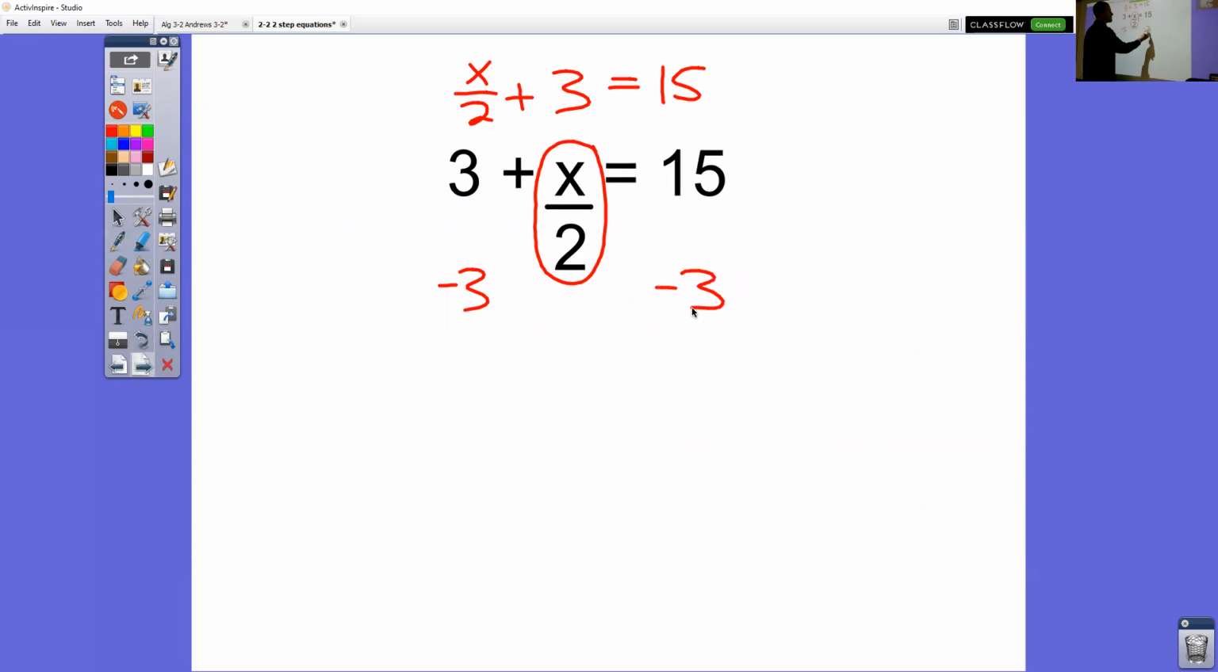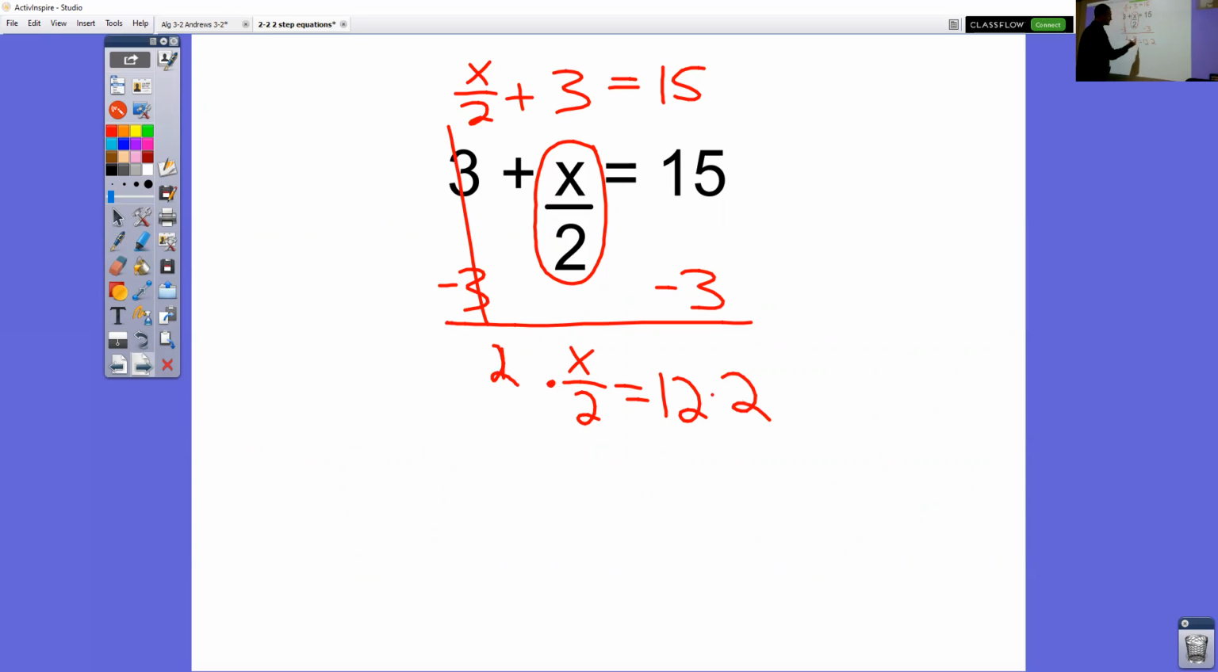We're going to do that by doing -3 and -3. Those 3's cancel out. Bring down your x divided by 2. Bring down your equal sign. 15 minus 3 is 12. Now you just have a one-step equation that says x divided by 2. We want to do the opposite of that, which is to multiply by 2 and multiply by 2. 12 times 2 gives us 24.